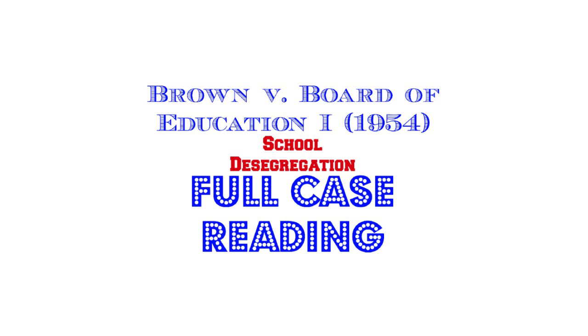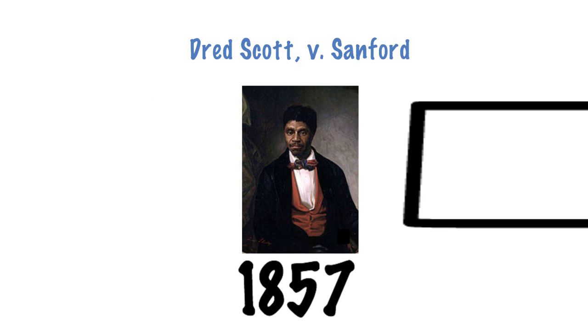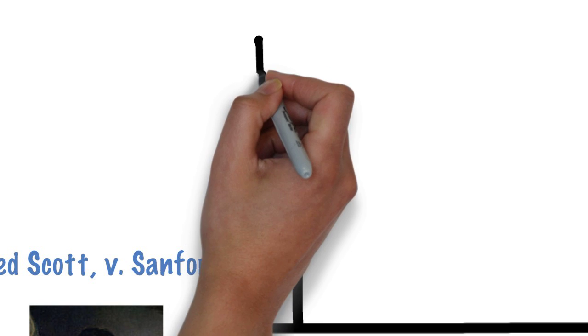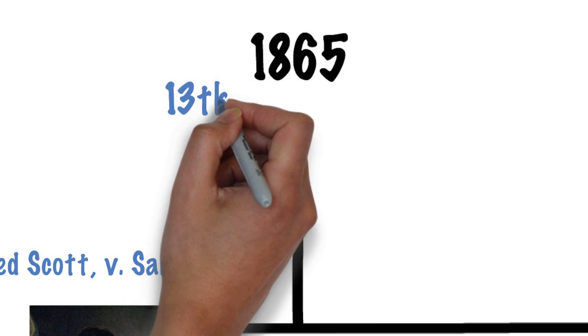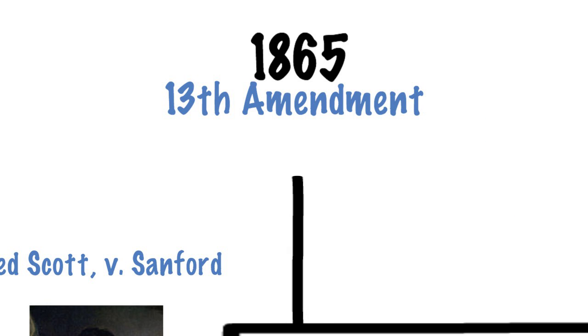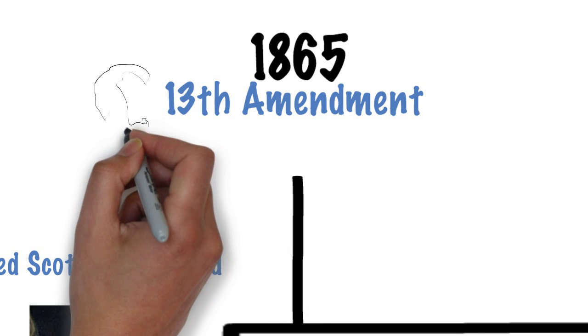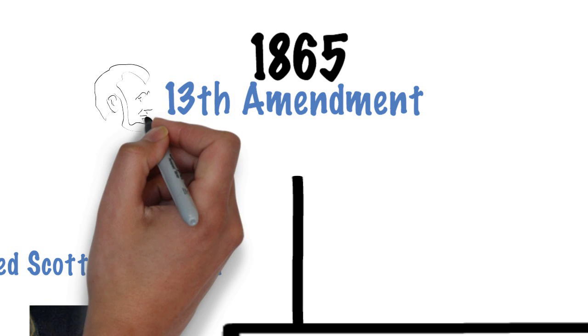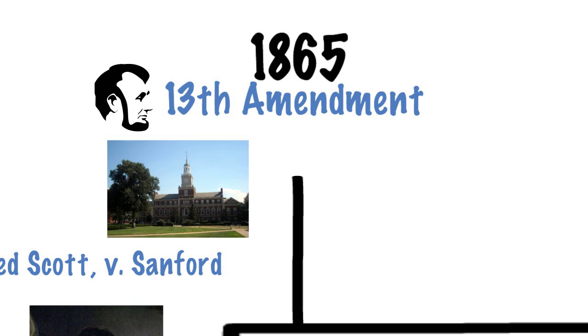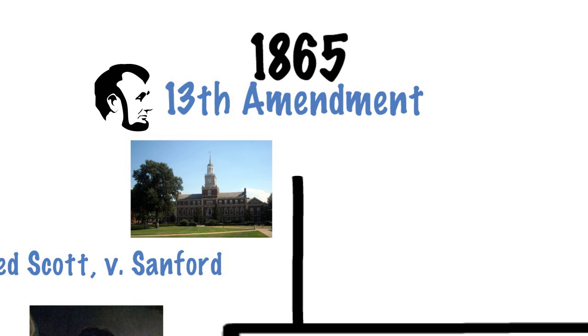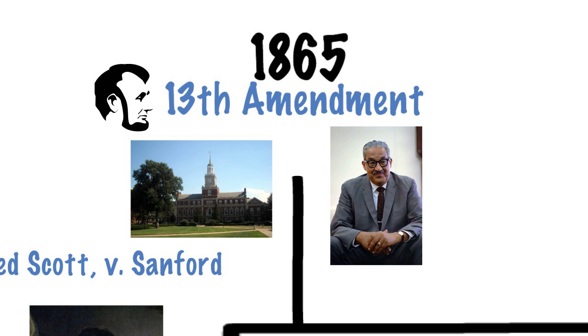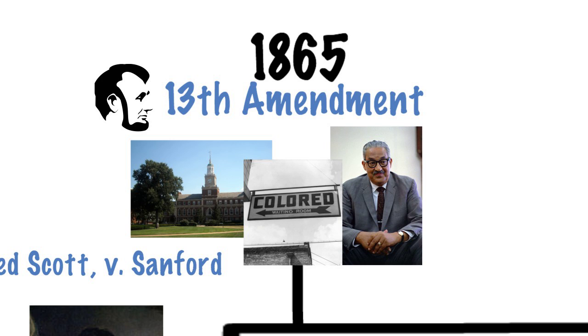In 1857, Dred Scott versus Sanford denied citizenship to African Americans, allowing for their categorization as second-class citizens. In 1865, the 13th Amendment abolished slavery in the United States, and Congress established the Freedmen's Bureau, allowing for the first black schools, including Howard University, where Thurgood Marshall would attend law school. 1865 also saw the birth of the Black Codes, ushering in segregation.